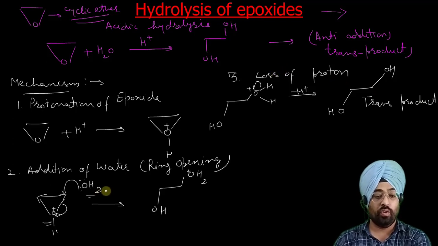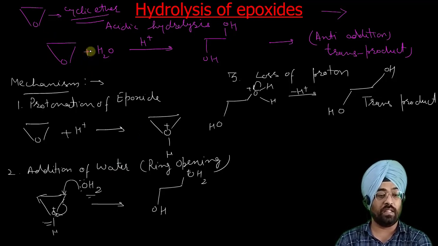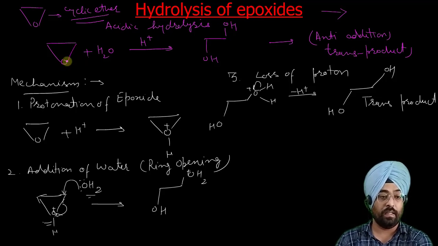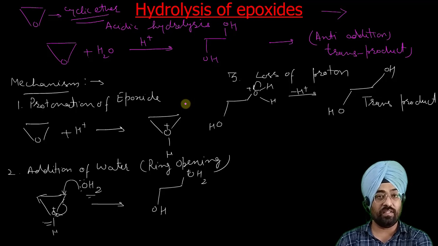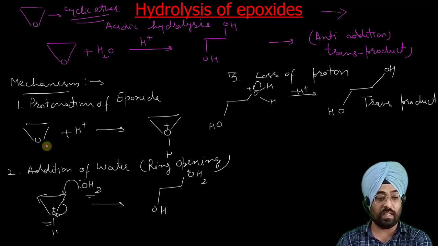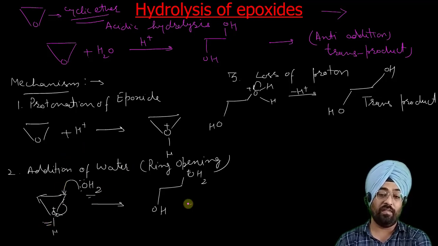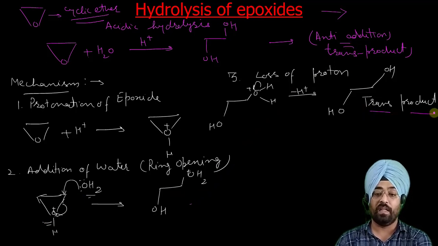These two OH groups attack on the opposite faces of this epoxide, ethylene oxide. This is also called ethylene oxide, or we can call it epoxide. So this is the mechanism. It is quite an easy mechanism. So first step, protonation. So protonation occurs at this oxygen. Second is addition of water. So it is a ring opening step, and this water attacks from the opposite side of the OH group. So that's why we have anti addition, or we can say we will get a trans product.